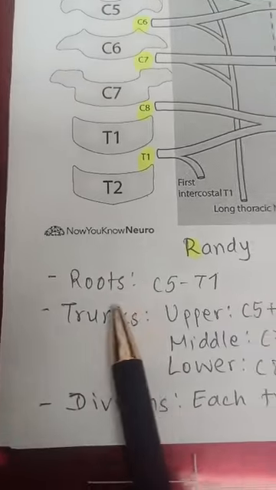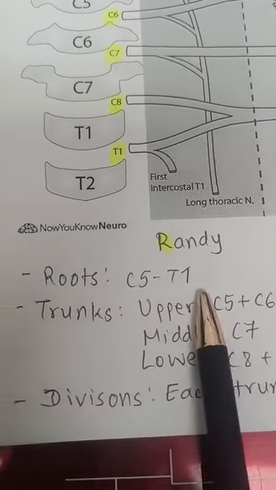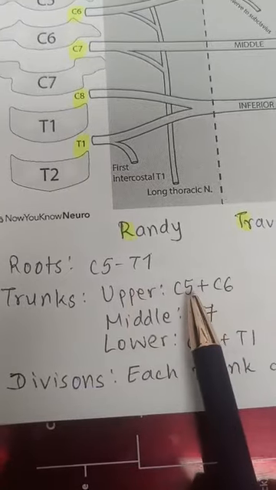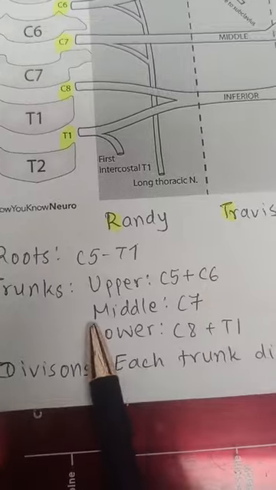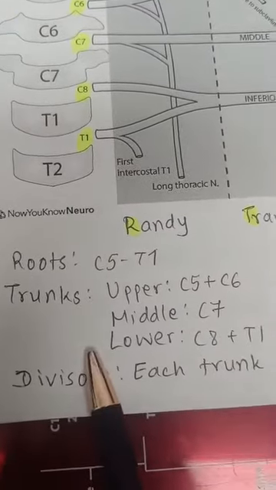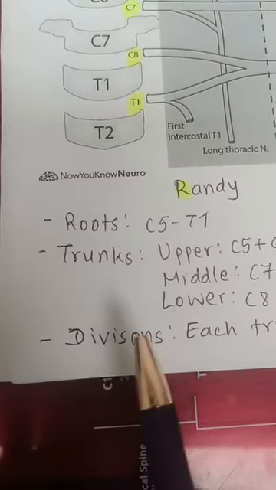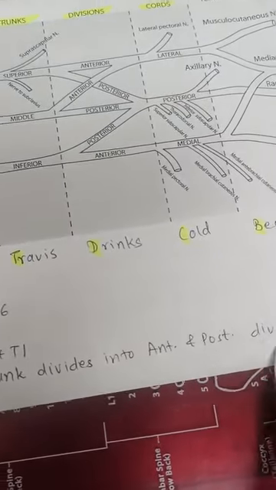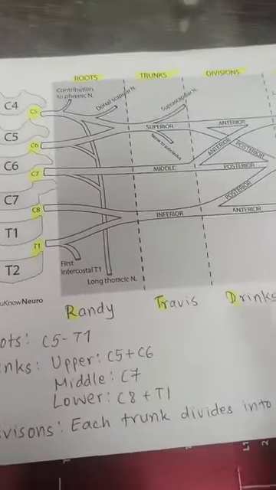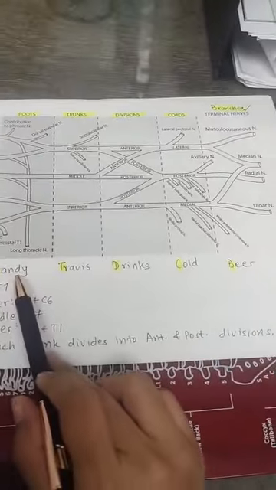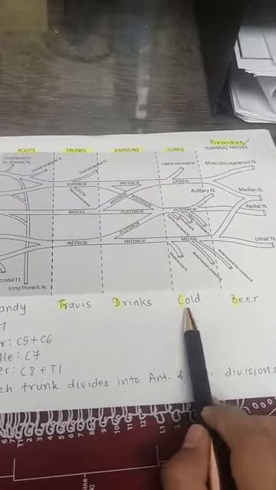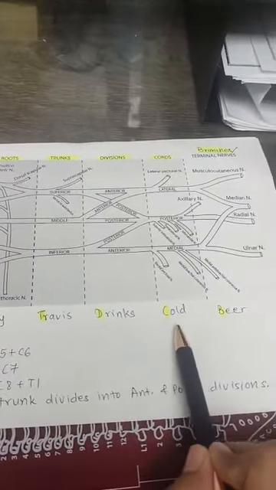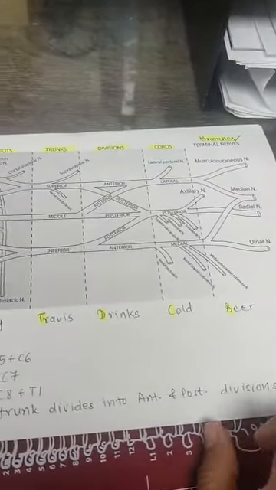So basically roots enclose C5 to T1. Trunks are upper, middle and lower. Upper is formed by joining the roots of C5 and C6, middle is only C7, and lower is C8 and T1. Each trunk will divide into anterior and posterior divisions. You can memorize it by "Randy Travis drinks cold beer": roots, trunks, divisions, cords and branches, or you can say terminal nerves.